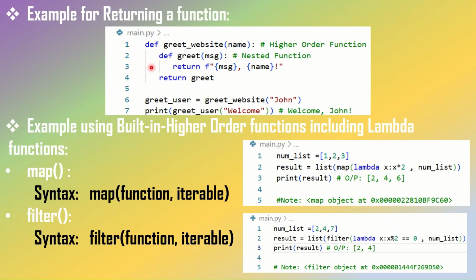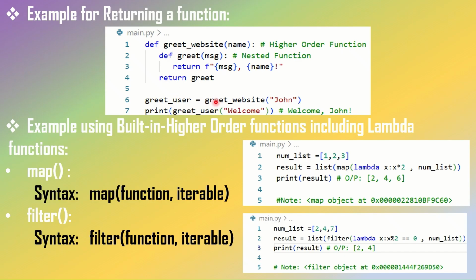This is how the function greet_website is defined. Since greet_website is returning greet, that is the nested function, we can call this function a higher order function, and the function defined inside this higher order function is a nested function. Now let's see how we can call this higher order function.